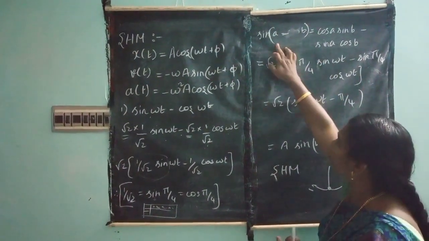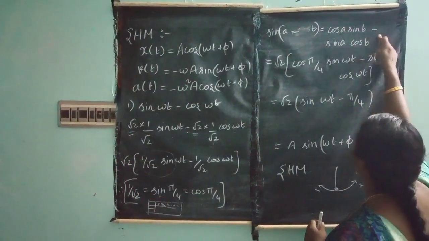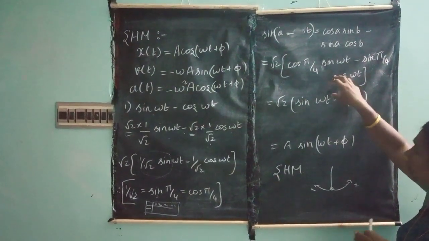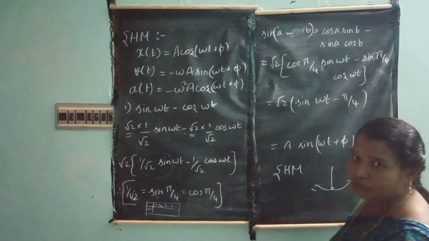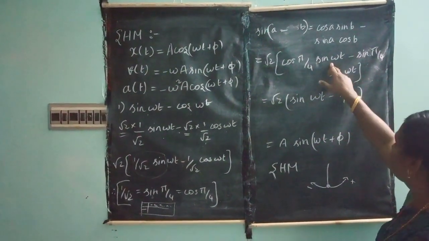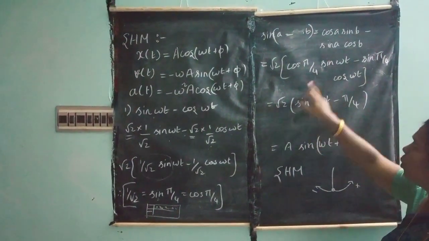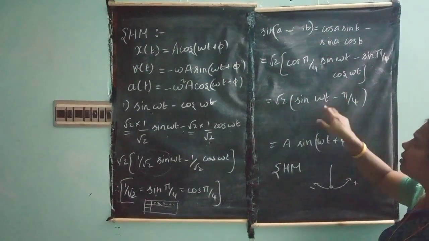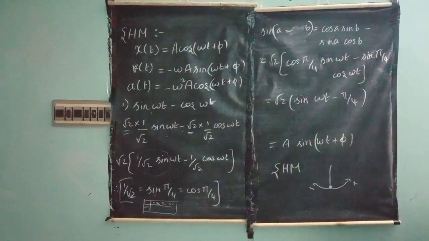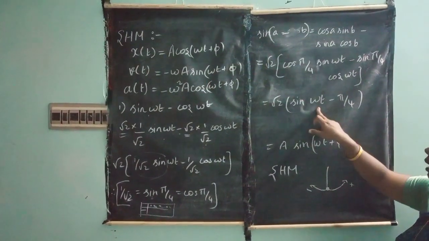See here, what is the general formula? Sin A minus B is equal to cos A sin B minus sin A cos B. So this is the order. To write in this order, I am matching these equations. For that purpose only I am writing this way. So cos pi by 4 sin omega t minus sin pi by 4 cos omega t. Therefore, square root of 2 into sin omega t minus pi by 4, because it is in the order of the trigonometric function formula. What is the formula? Sin A minus B. Therefore, sin omega t minus pi by 4.